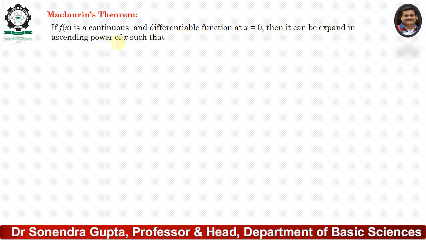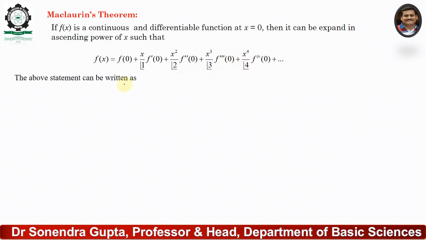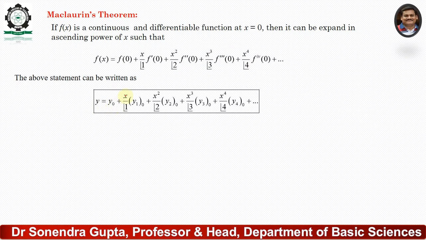in ascending powers of x such that f(x) equals f(0) plus x upon factorial 1 f'(0) plus x squared upon factorial 2 f''(0) plus x cubed upon factorial 3 f'''(0) and so on. Now the above statement can be written as y equals y0 plus x upon factorial 1 y1(0) plus x squared upon factorial 2 y2(0) plus x cubed upon factorial 3 y3(0) and so on.